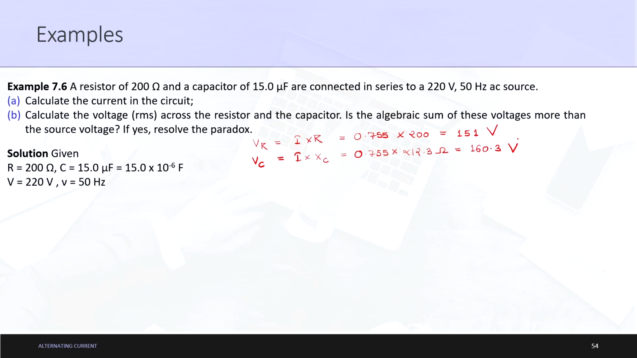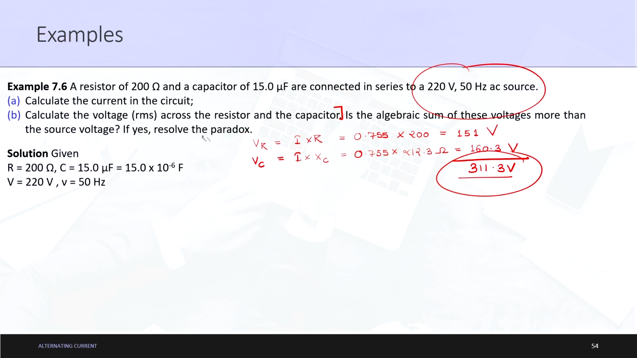Now, if I do a simple algebraic sum of both of these voltages, I will get the answer as equal to 311.3 volts. If you see clearly, the amount of voltage being applied was 220 volts, but the value of summation which we obtained using, let us say, Kirchhoff's loop rule, or by simple algebraic sum, we are getting an answer as 311.3 volt. How is it coming in this form? So, I think this is the answer till this point. I will try to resolve this paradox in the next part of this lecture series.